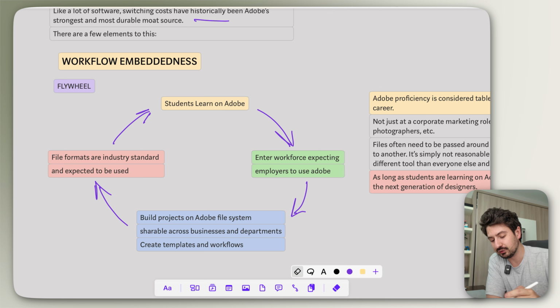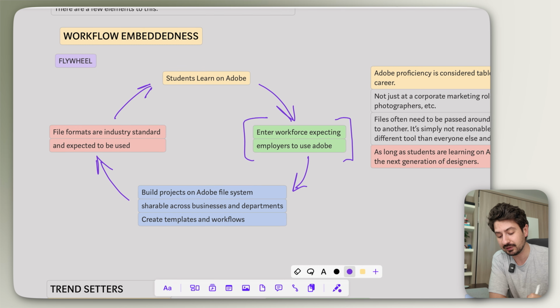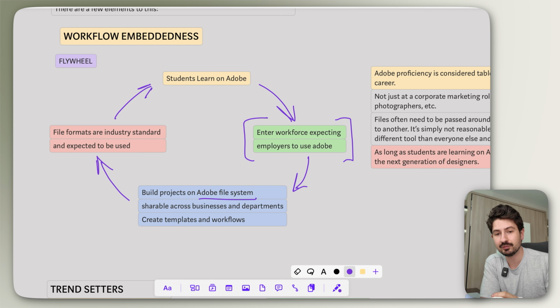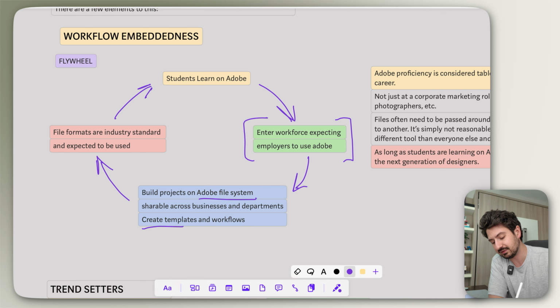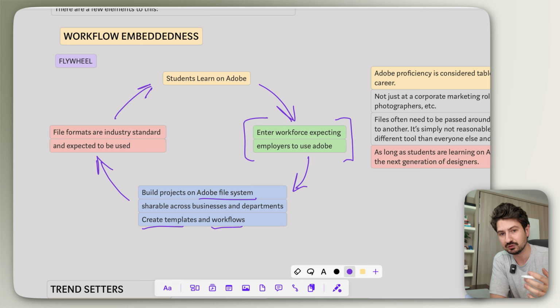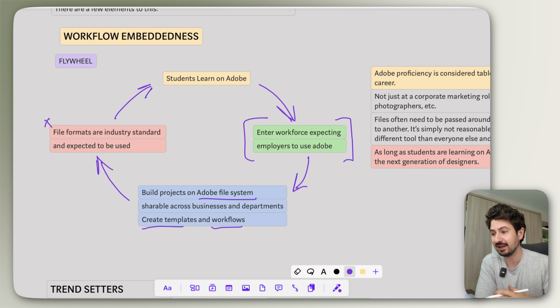So those students graduate and enter the workforce expecting employers to use Adobe, and then when they're working on the job, they build projects on the Adobe file system. Those are shareable between different businesses and marketing agencies and departments within one company, and they create templates and workflows and automations that they use on a regular basis and come back to. Because everyone gets trained on and uses Adobe for work, those file formats become industry standard and then are expected to be used by every professional.